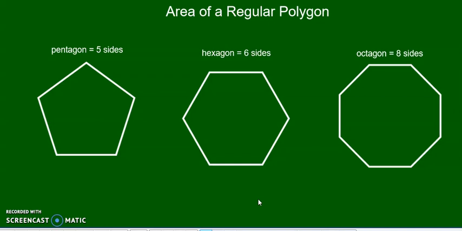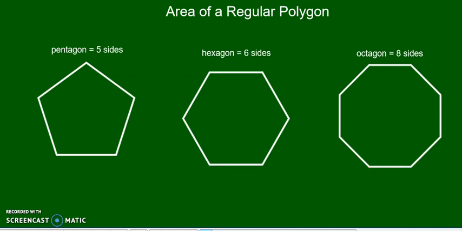What we need is some information. We need to know the side length. The side lengths will all be equal, because that's what regular means. It means that each side of the regular polygon will measure the same. So each of these five sides of the pentagon will measure the same. This hexagon, each of the six sides will be the same, and for the octagon, each side will measure the same.